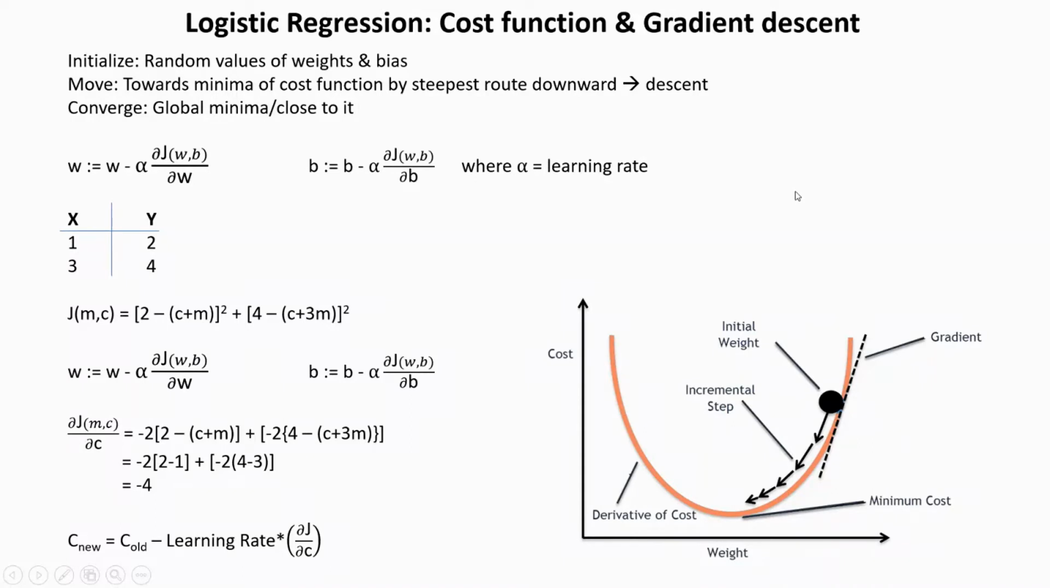She is saying it is adding. So if you see, C old minus learning rate into the derivative of J with respect to C, right? And if the value of the derivative of J with respect to C is negative, then your multiplication will become negative into negative. Negative into negative means positive.